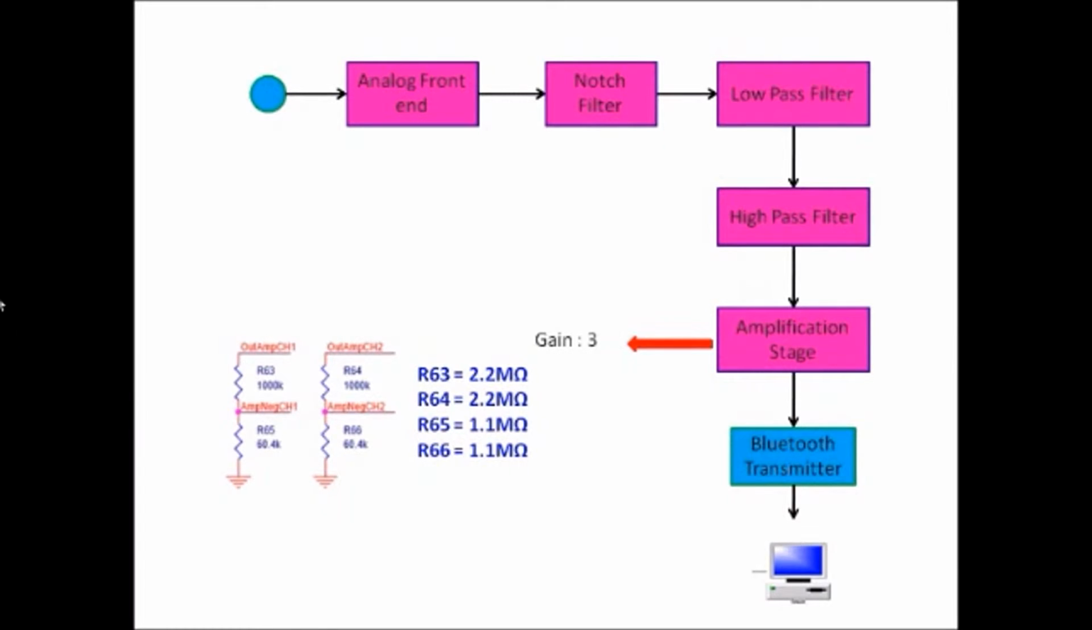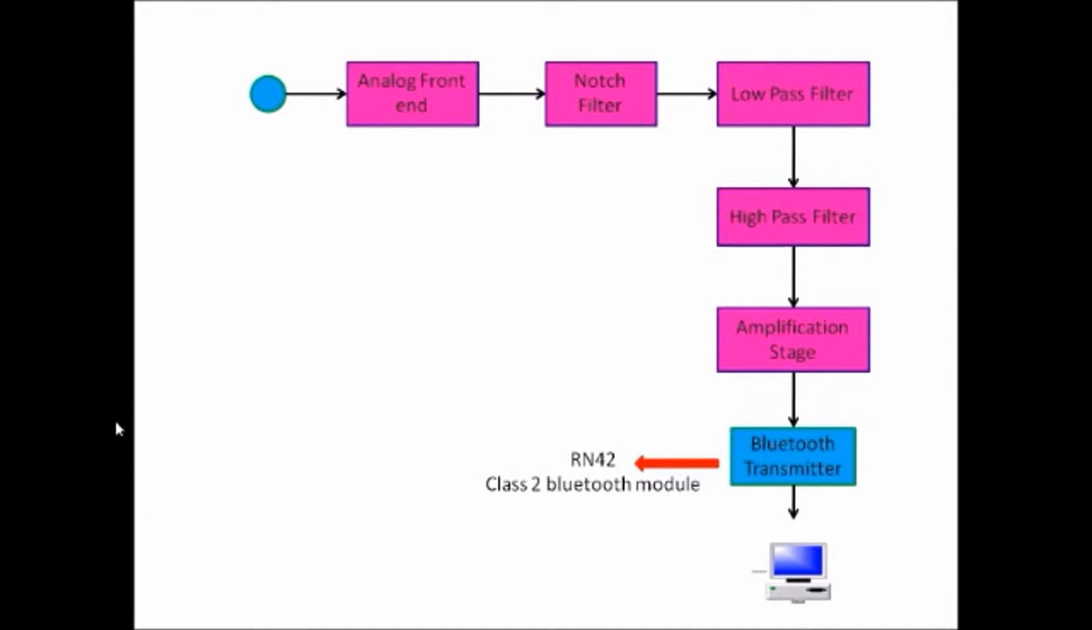The one to the left corresponds to EEG capture and the values given on the right in blue correspond to ECG. I had to change them because the amplitude of ECG is much higher than EEG, and if I used the same board I would have got a saturated signal. The final Bluetooth transmitter is a basic RN42 class 2 Bluetooth module.